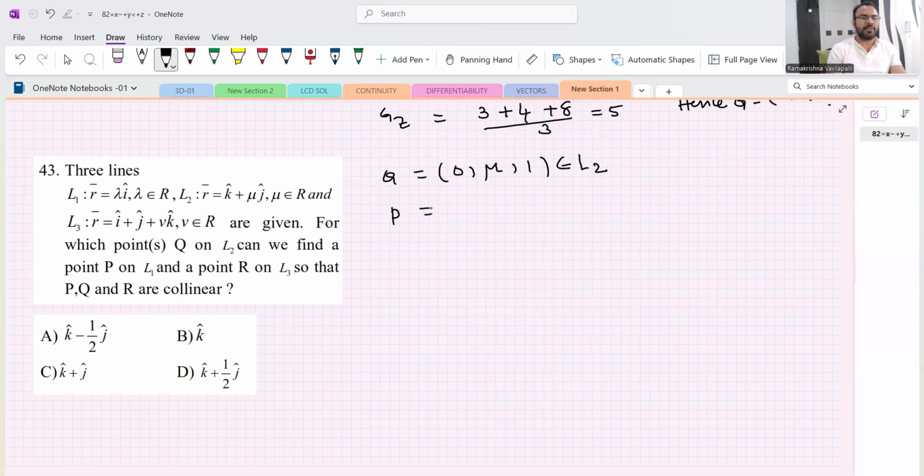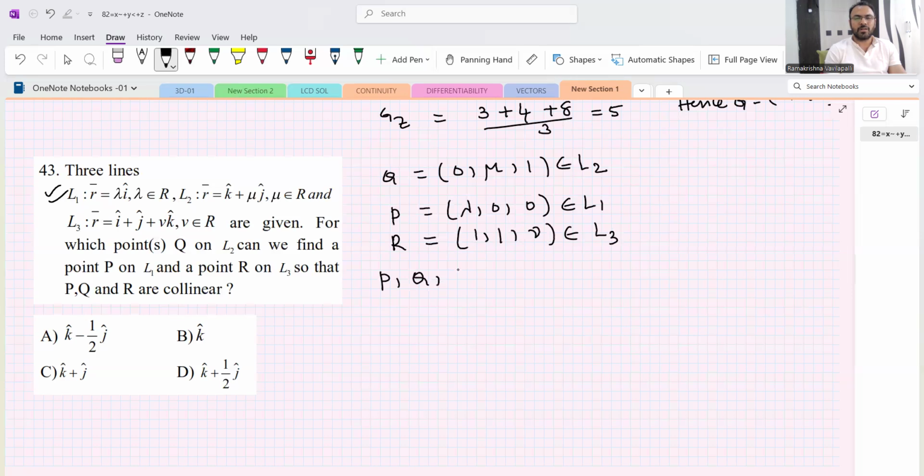So what is any point on L1? On L1 it is nothing but (lambda, 0, 0). There is no j and k component in line 1. This belongs to L1. And a point R on L3, that is (1, 1, nu). This belongs to L3, so that P, Q, R are collinear.